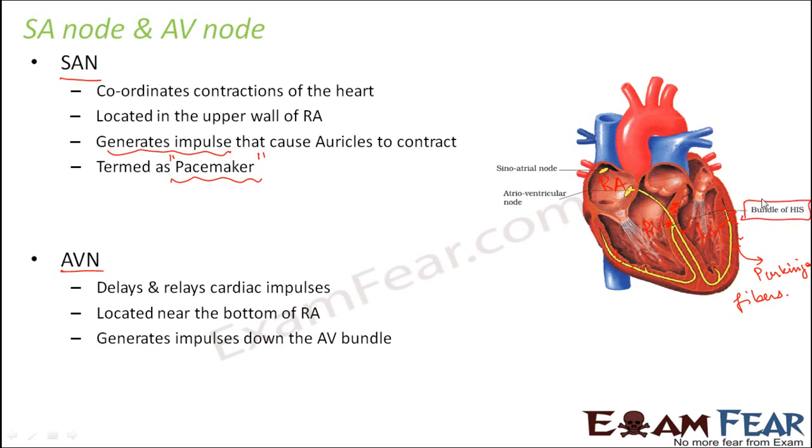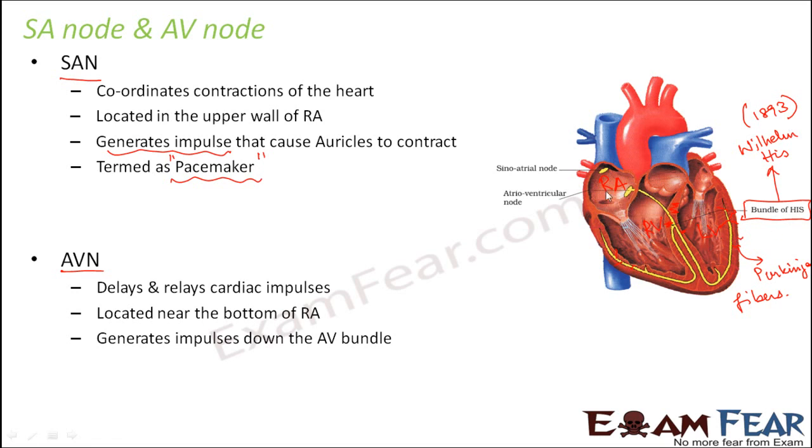Now what is this name, bundle of His? Now this is named after the scientist Wilhelm His, who was also a cardiologist, and he discovered it for the first time in 1893. So it is named after Wilhelm His, who discovered it for the first time in 1893. Right? So this is how the structure of the nodal tissues is.